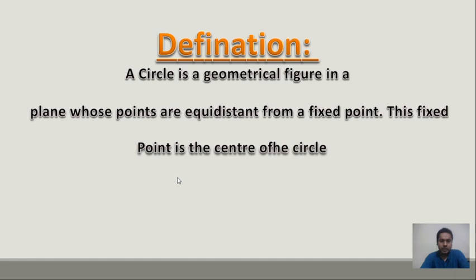Just see again the definition of the circle. A circle is a geometrical figure in a plane. That means in a plane, it is two-dimensional. The circle must be drawn on a surface, not in three dimensions. That is why, in a plane, the points are equidistant from the fixed point, and this fixed point is called the center of a circle.